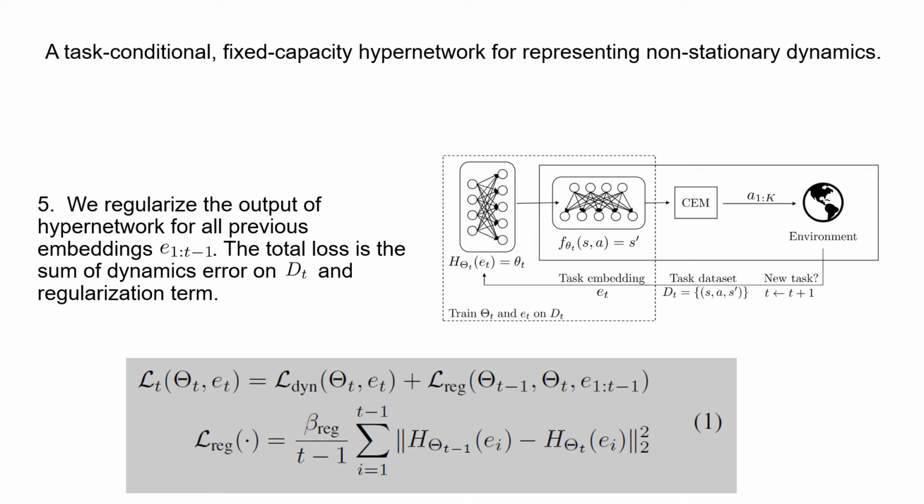To prevent catastrophic forgetting, we regularize the output of the hypernetwork for all previous embeddings. This minimizes changes in the target network, which represents the dynamics. The overall loss is the sum of the dynamics error of the current task plus the regularization term.